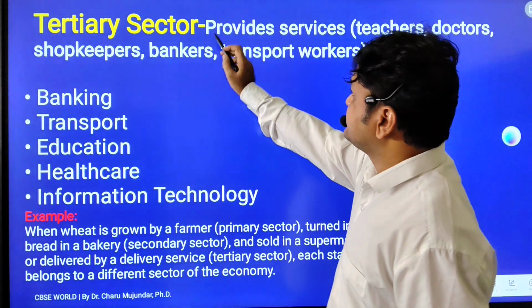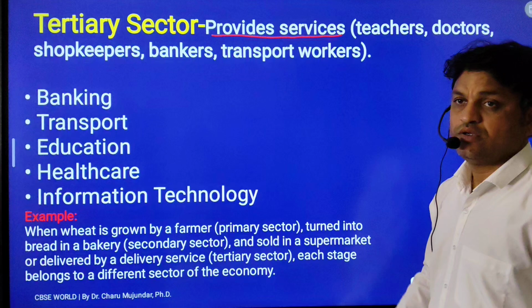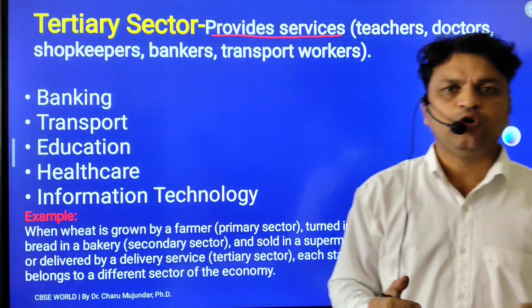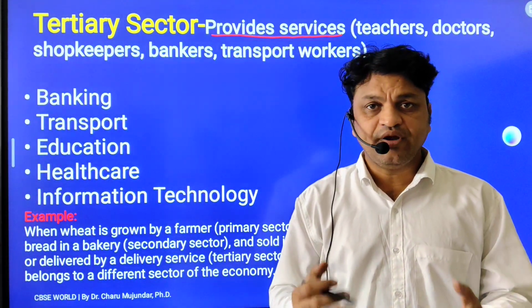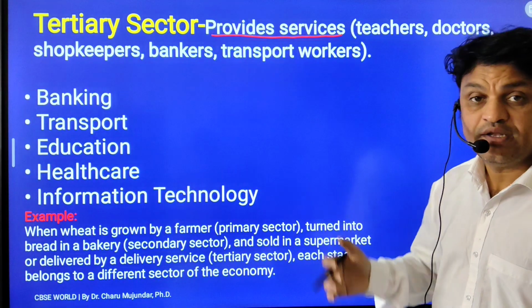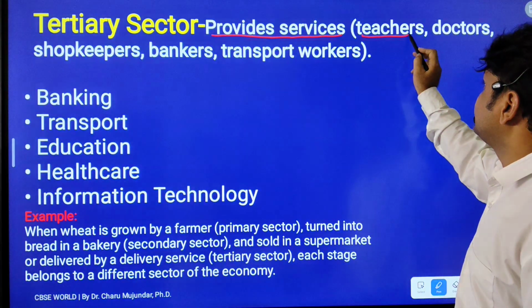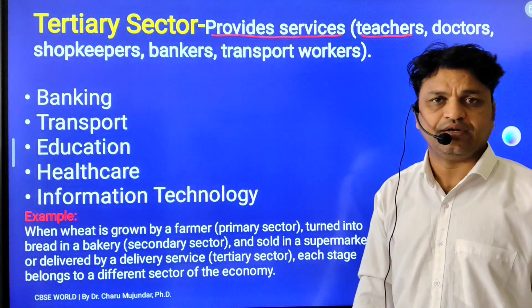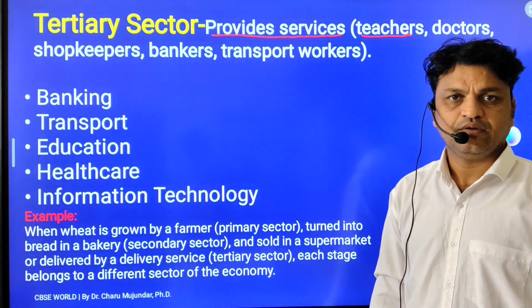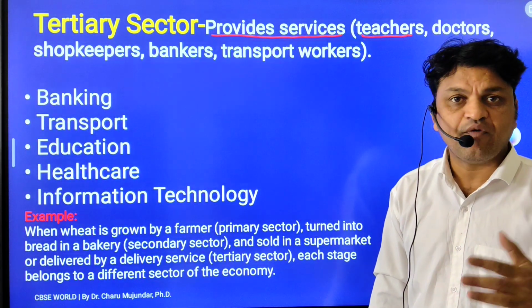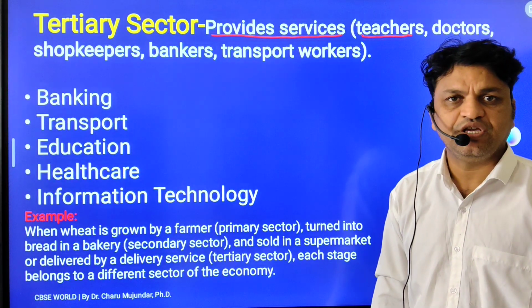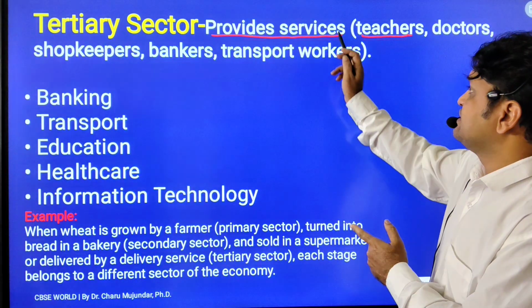So if you see that the tertiary sector provides services. The tertiary sector is nothing but, I told you, the service sector, which provides services to the people. So who are the people who provide services to the people? Teachers. A teacher is providing services to the student. They are teaching, providing knowledge, skills, and value to the children. So this comes under the service sector.